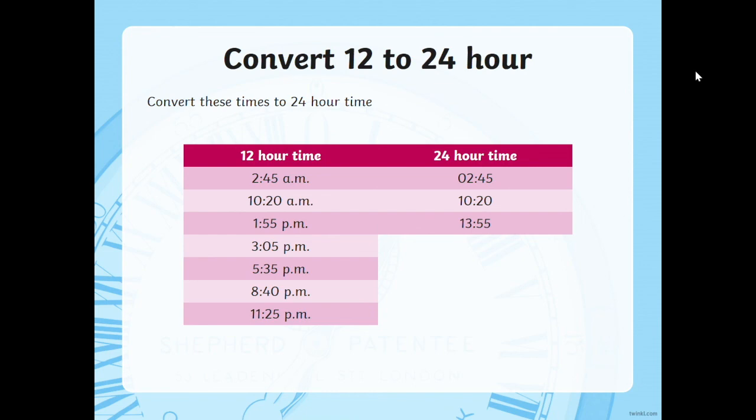The next one, 3:05 p.m. Well, I notice that's also a PM time, so I'm going to have to add 12 again, which gives me 15:05. The next one, 5:35 p.m. becomes 17:35. The next one, 8:40 p.m. becomes 20:40. And the final one, 11:25 p.m. becomes 23:25 when we convert it to 24-hour time.